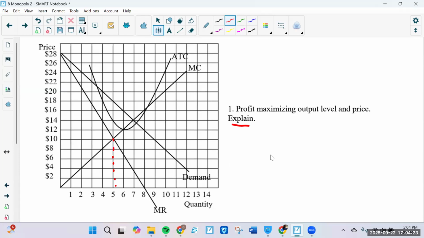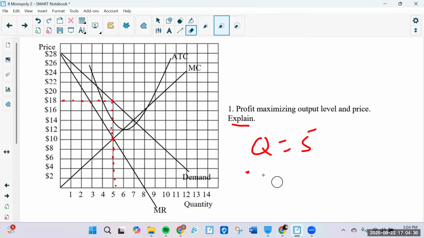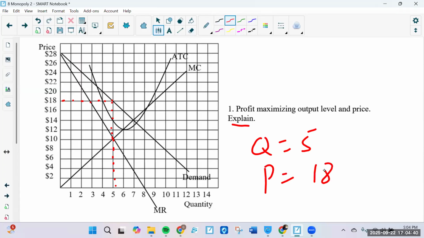So the quantity is going to equal 5, and to get the price, you always go up to the demand curve. So the price would be $18. Oops, I should have done that a little lower. So the price is $18. Now, that's locating it. What about explain?